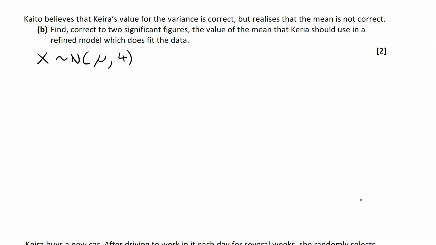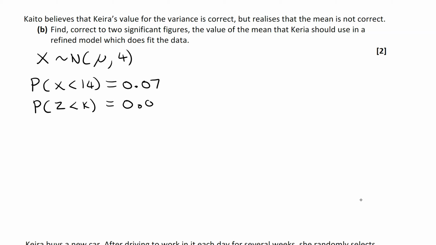Now what I'm going to do is, I know that the probability that x is less than 14 is 0.07. So what I want to do is transform this into the standard values. So I'm going to look at what is the probability that z is less than some value, let's say k, is 0.07. Okay, so basically looking at how many standard deviations away from the mean you have to be in that bottom 7%.